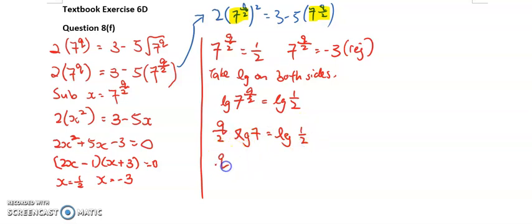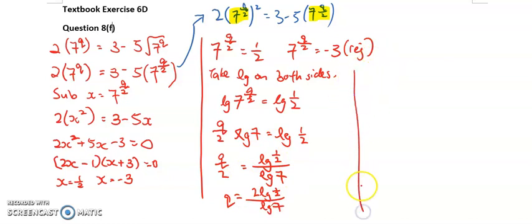We can do a division by log 7, and q equals 2 times log half over log 7. We multiply 2 across. After this step, just punch it into your calculator. You will get q equals negative 0.71241. If I round off to 3 significant figures, negative 0.712.